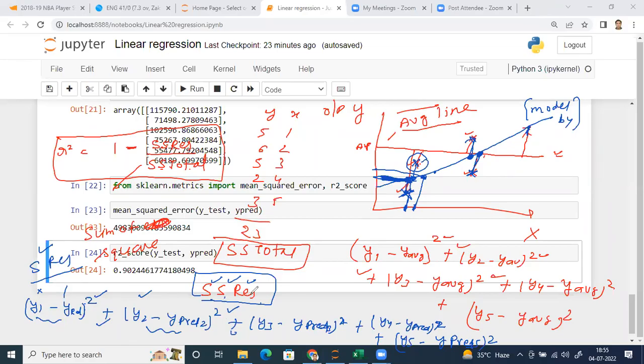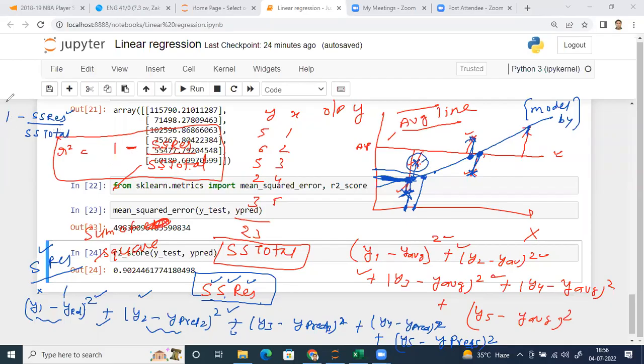Okay, two points should be clear: what is SS residual and what is SS total. Now, what is your R2 score? R2 score is 1 minus SS residual upon SS total. So actually, your model is being compared with the average model. Understand, everyone?